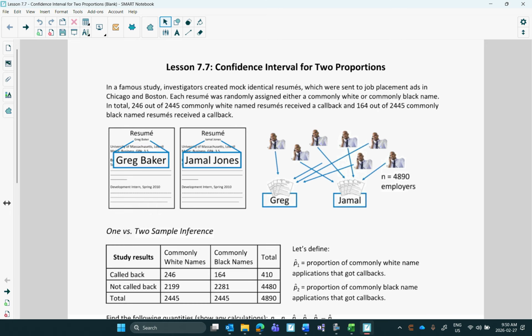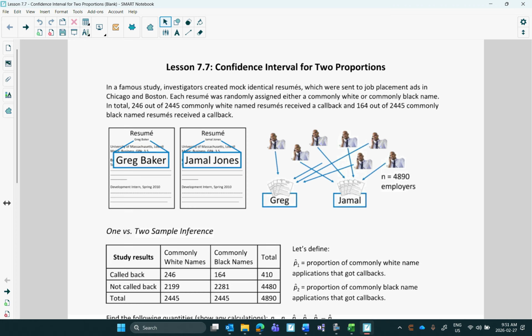Sometimes we are interested in finding a difference between two proportions, like say the difference between men and women, the difference between cultural groups, the difference between two brands of a certain product. Okay, so we can calculate confidence intervals for a difference between two proportions.